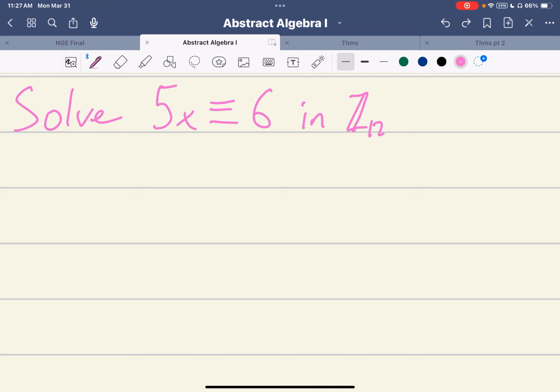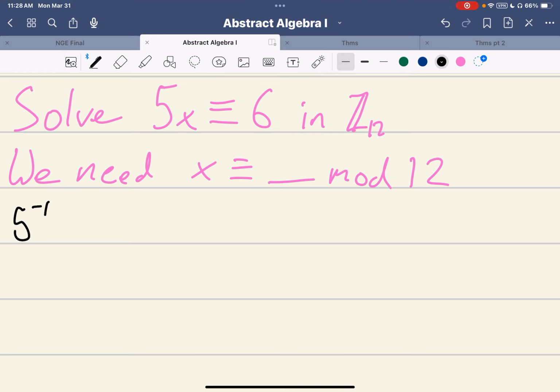So we want to find what x is under this equation, right? We don't know, and then it's mod 12 because we're in Z12. Pretty sure that's standard. But to get x by itself, we need to get rid of this 5 up here, right? So we need, dun dun dun, 5 inverse. And then we'll multiply that by 5. Those will become 1, and we'll find what x is. And of course, we'll have to multiply the 6 by 5 inverse as well.